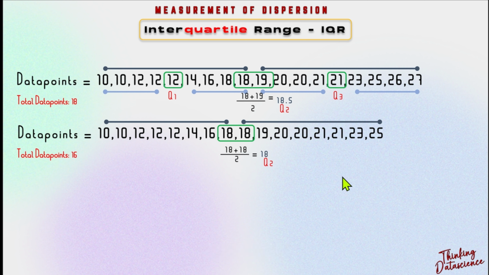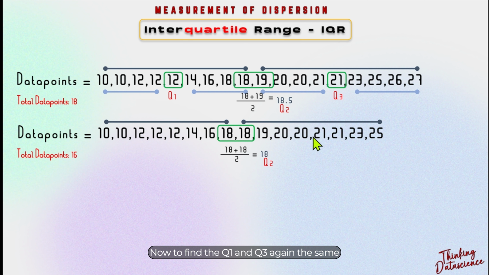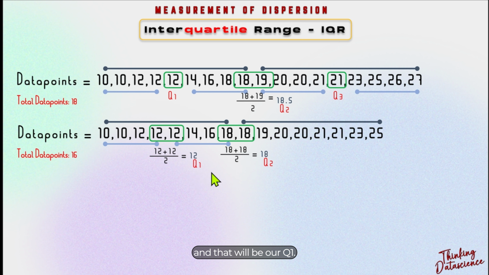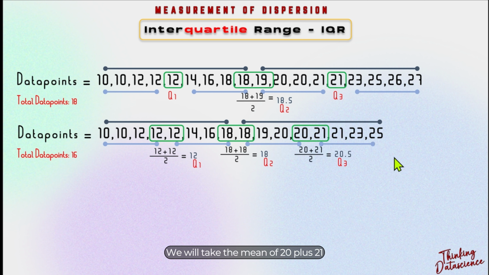To find Q1 and Q3, we use the same process, but this time we don't have a middle number like in the earlier example. So we again take the mean. 12 plus 12 divided by 2 is again 12, and that will be our Q1. Similarly, for the other portion, we don't have a middle number, so we take the mean of 20 and 21, 20 plus 21 divided by 2, that is 20.5. So we got Q1, Q2 and Q3.